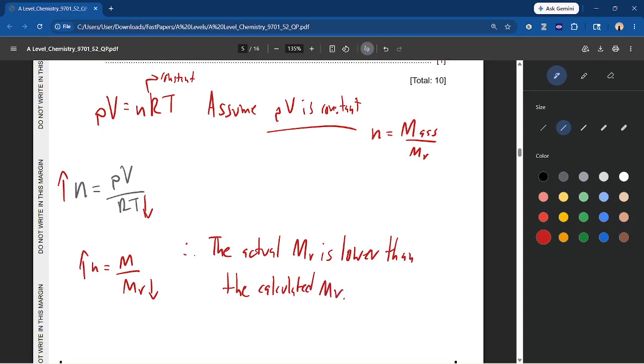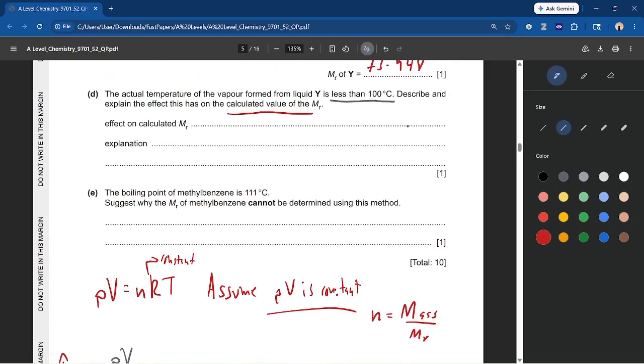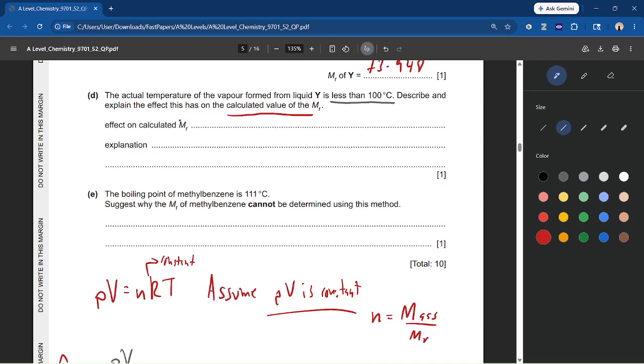This is an interesting question. Honestly, this stumped me for a bit as well because I was confused by the wording. So it says describe and explain the effect this has on the calculated value of the MR. So the actual MR is lower than the calculated MR.